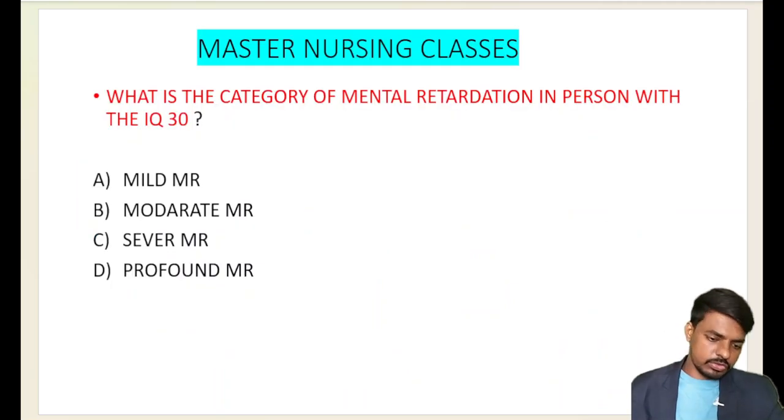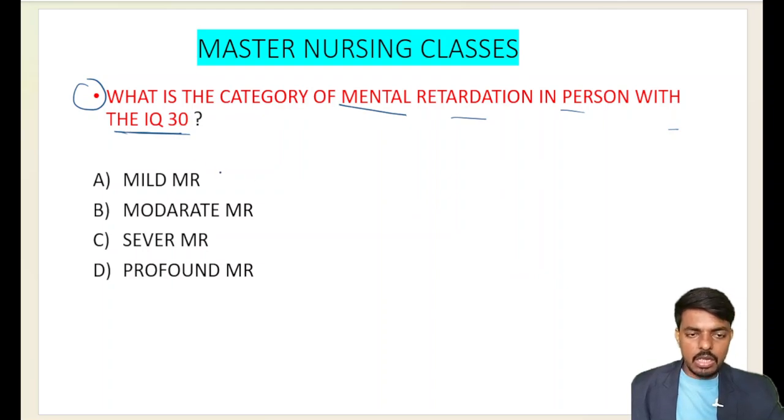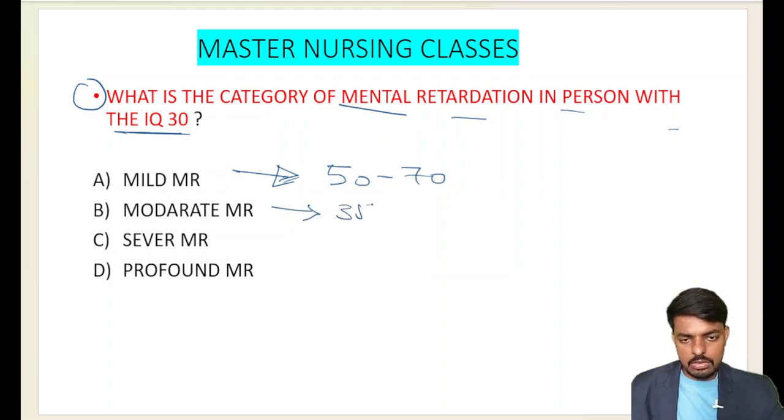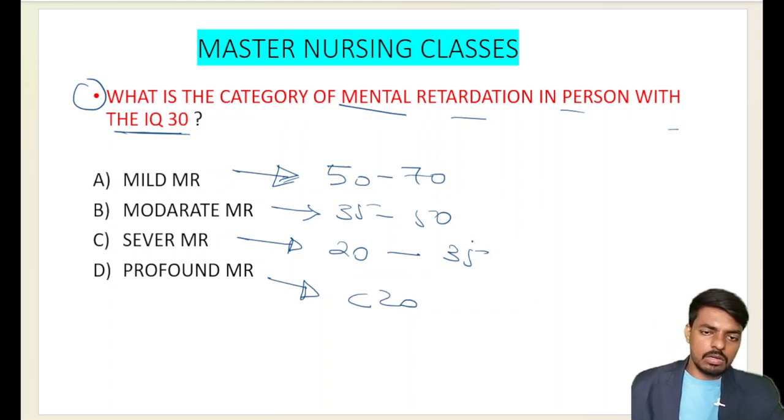So here is one more question for you all. What is the category of mental retardation in a person whose IQ is 30? We have IQ categories that indicate the levels of mental retardation in children. If the IQ is 50 to 70, it's mild mental retardation. If the IQ is 35 to 50, that is moderate mental retardation. If the IQ is 20 to 35, that is severe mental retardation. And if the IQ is less than 20, that is profound mental retardation.